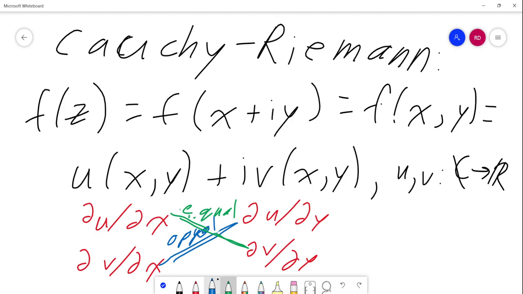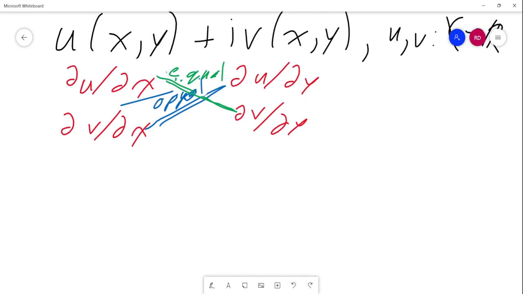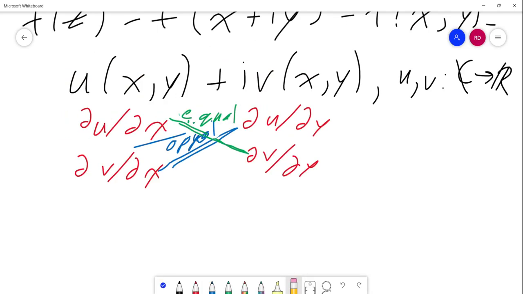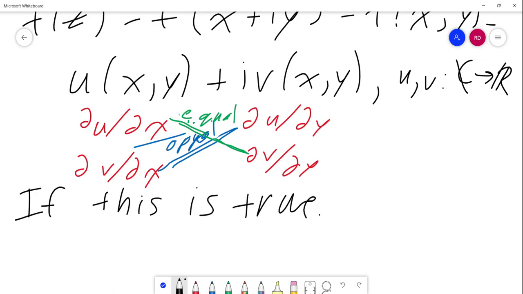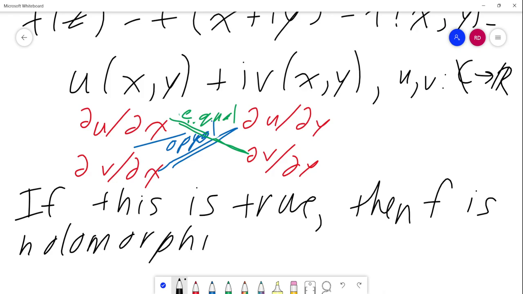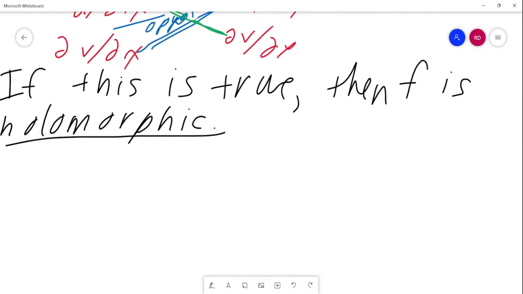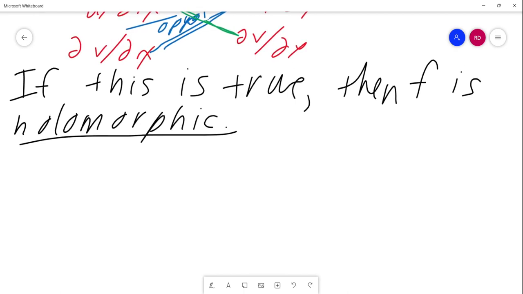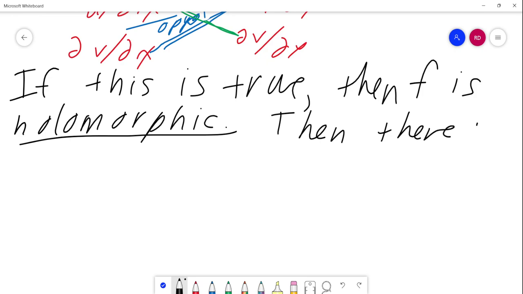So now that we have that, that gives us a criterion for testing whether a function is holomorphic. Let's just state it here. If this is true, then f is holomorphic. And holomorphic is essentially the complex version of being differentiable. It's more or less the same idea as having a derivative. But what's nice about it is that then there is a local power series.